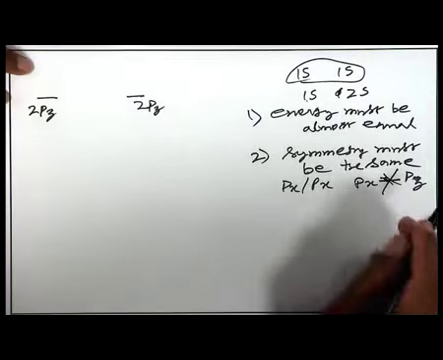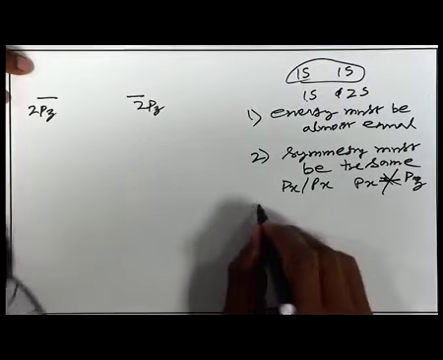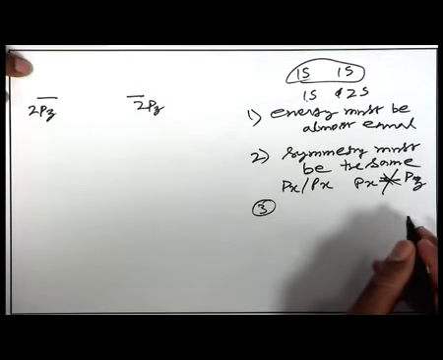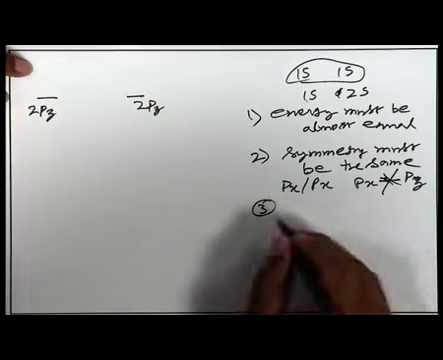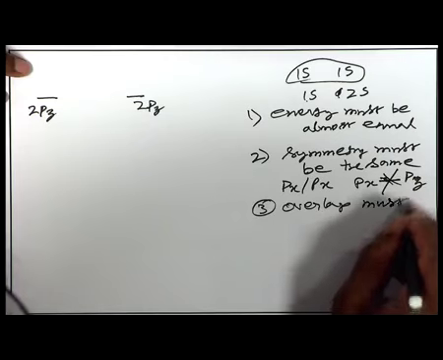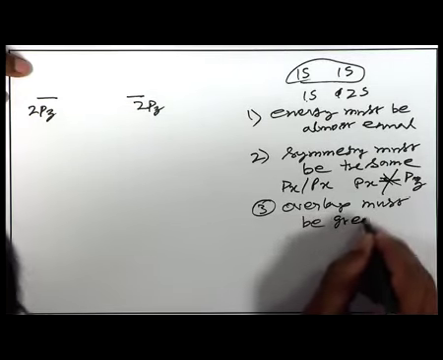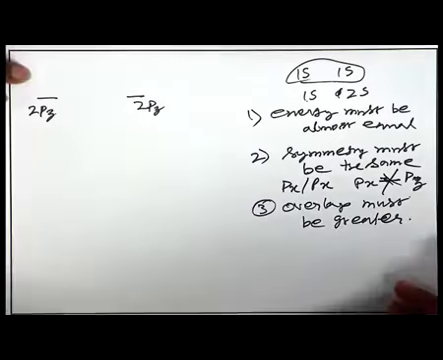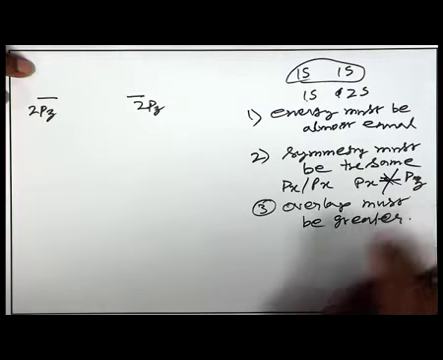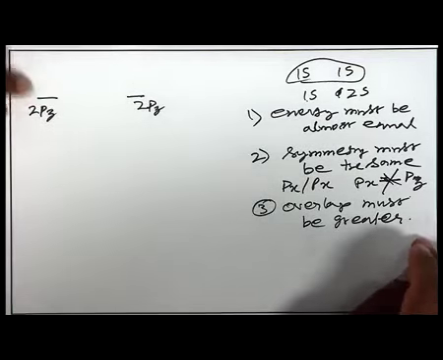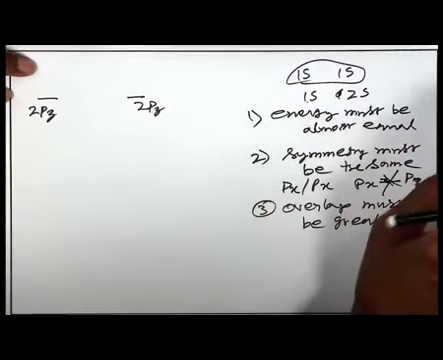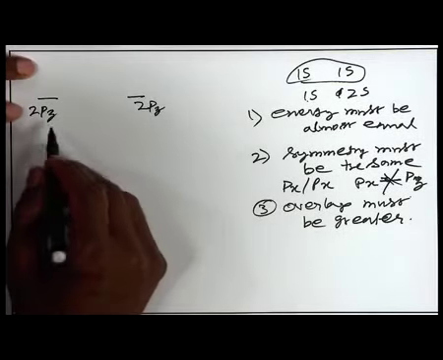Energy must be almost equal for combination of atomic orbitals. And the third one is that they should overlap very effectively, such that the bonding is stronger. So overlap must be greater, otherwise there will be no bond formation, because overlap is related to bond strength. Higher the overlap, higher the bond strength. These are the three conditions that must be met for atomic orbitals to combine and form molecular orbitals.